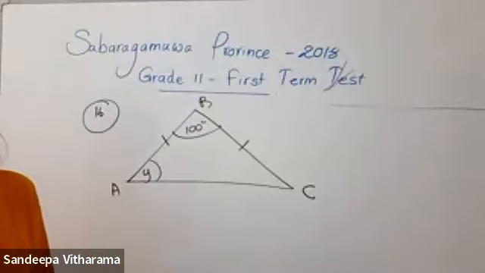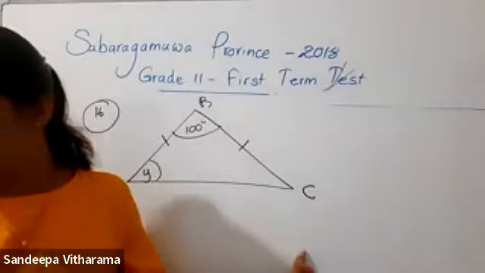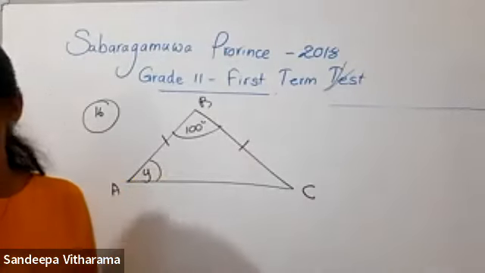In the triangle ABC, AB equals BC, find the value of y using given information.